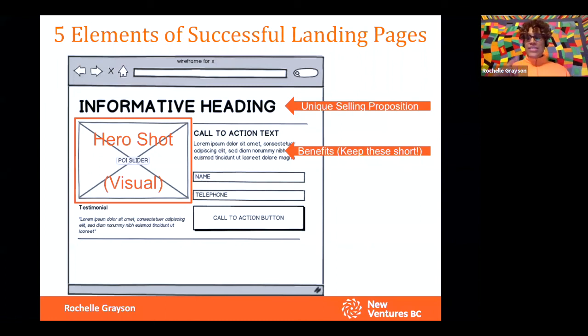Talk about benefits, not features, benefits to them, and make sure that they're short. So bullets are great. What are the benefits? Why are they there? What are the benefits? Have some social proof, a testimonial, some logos. This is why you signed up, because we're really good at what we do.